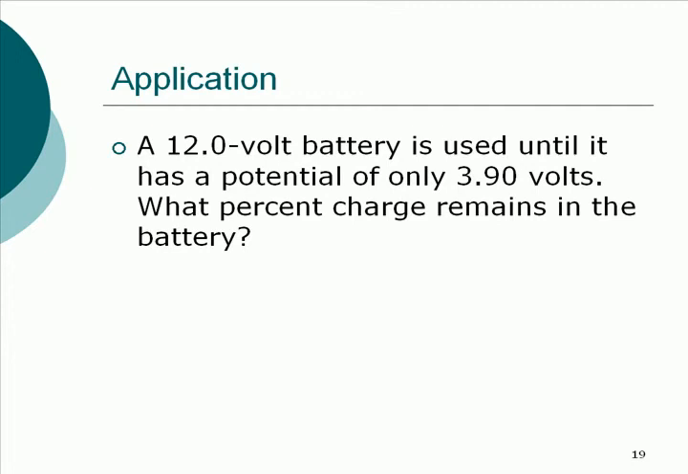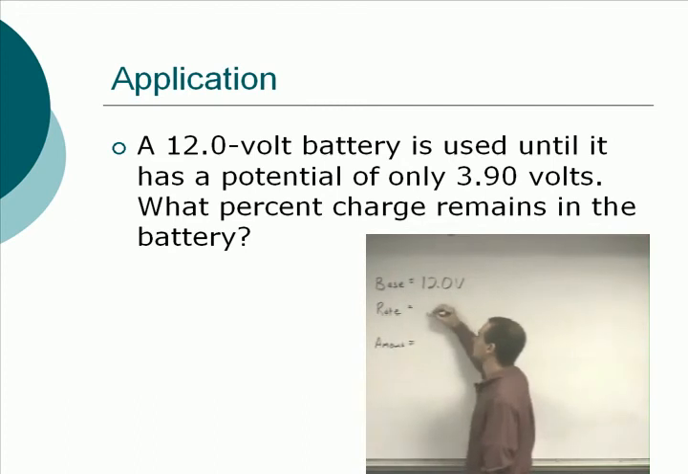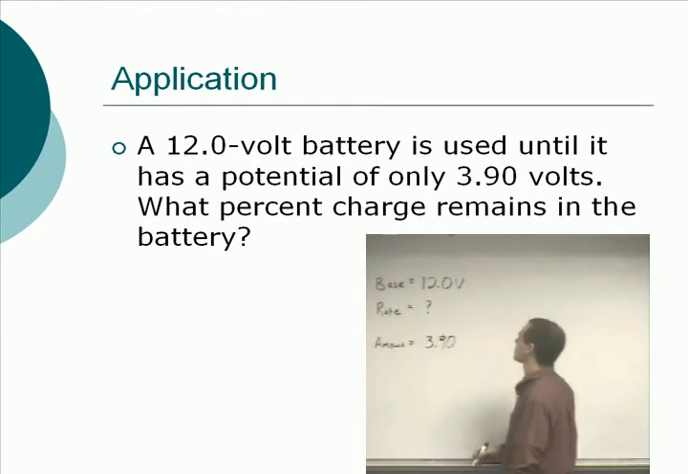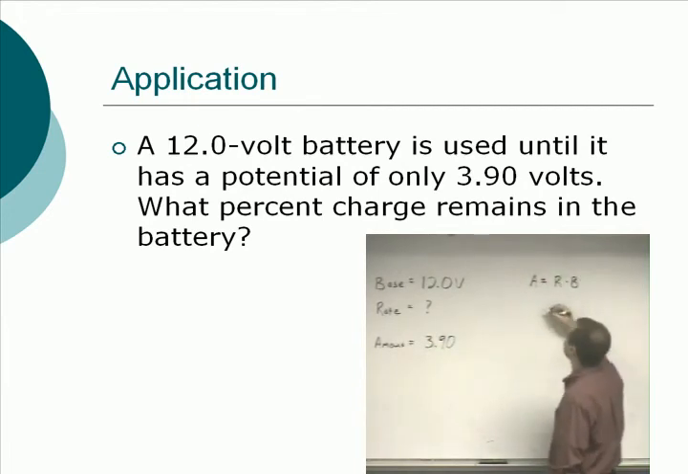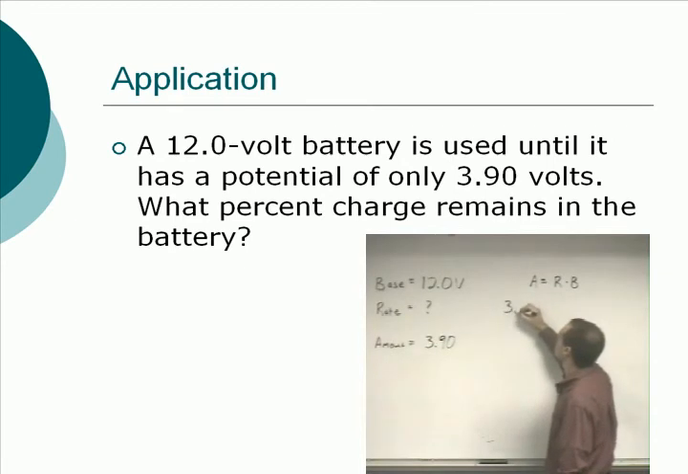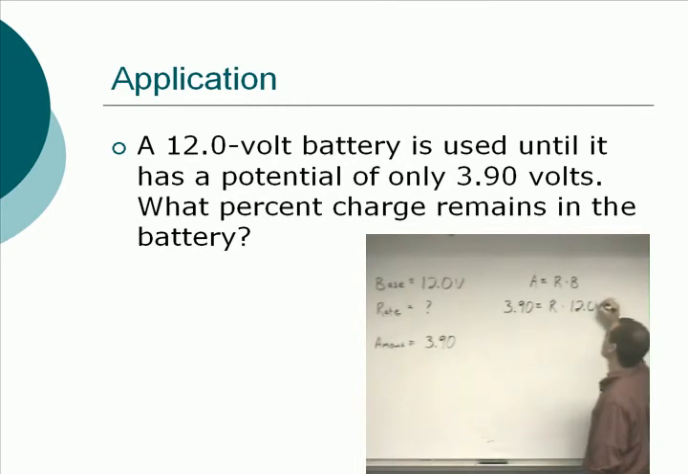This time our base is 12 volts. That's the full charge. Our rate, don't know it. Our amount, 3.90. Amount is equal to rate times base, so 3.90 equals our rate times 12.0.